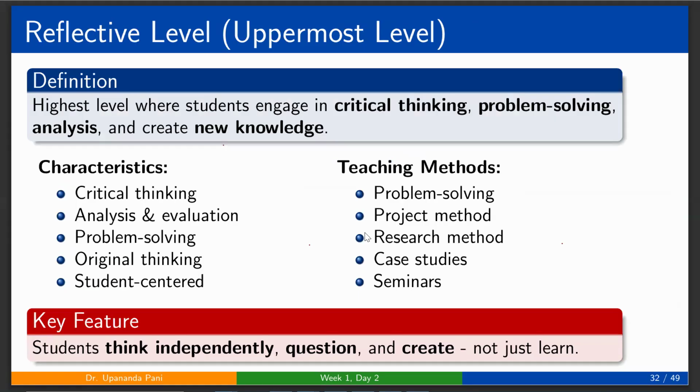This is the uppermost level, and the definition is the highest level. Reflective level of teaching is the highest level where students engage in critical thinking, problem solving, analysis, and create new knowledge. I think NEP is targeting maybe this one. We will focus on or analyze this. So, what are the different characteristics of this level of teaching? Critical thinking, analysis, evaluation, problem solving, original thinking, and student centered. The teaching methods that can be used in this case are problem solving, project method, research method, and then case studies and seminars.